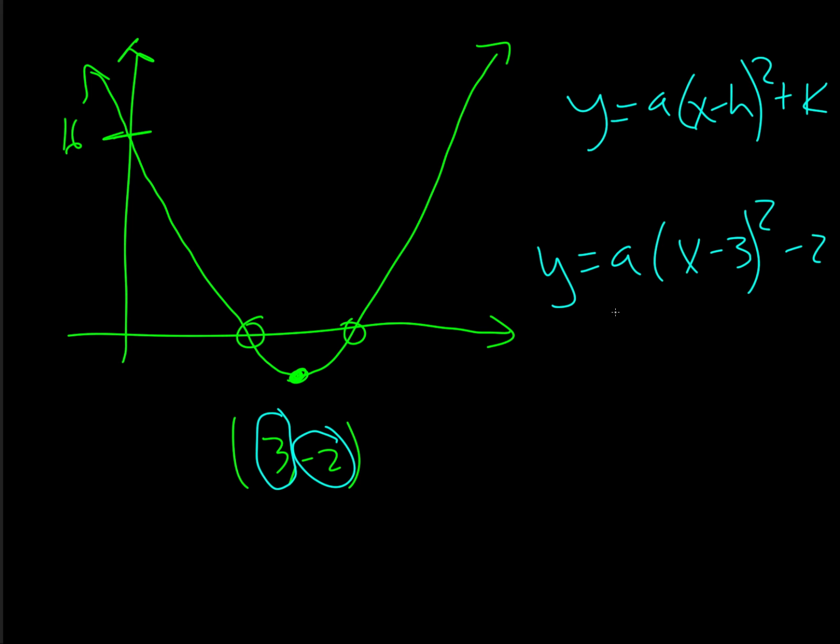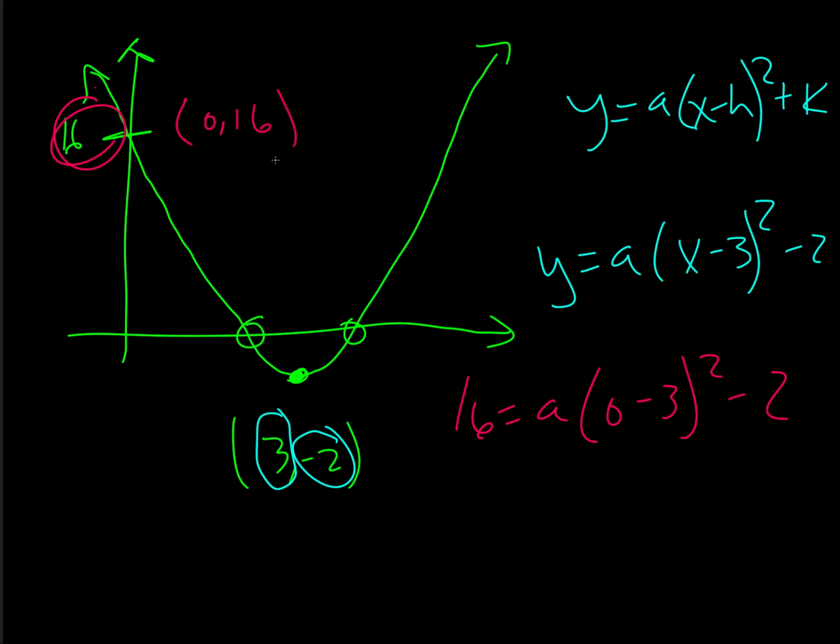Okay. Now we're going to use that same trick. We got a y-intercept, so we're going to say 16 equals a, 0 minus 3 squared minus 2. Plug in a 0 for x, plug in a 16. Another way you can think of this is that point is actually 0, 16. And so we're just plugging in 0 for x when y equals 16.